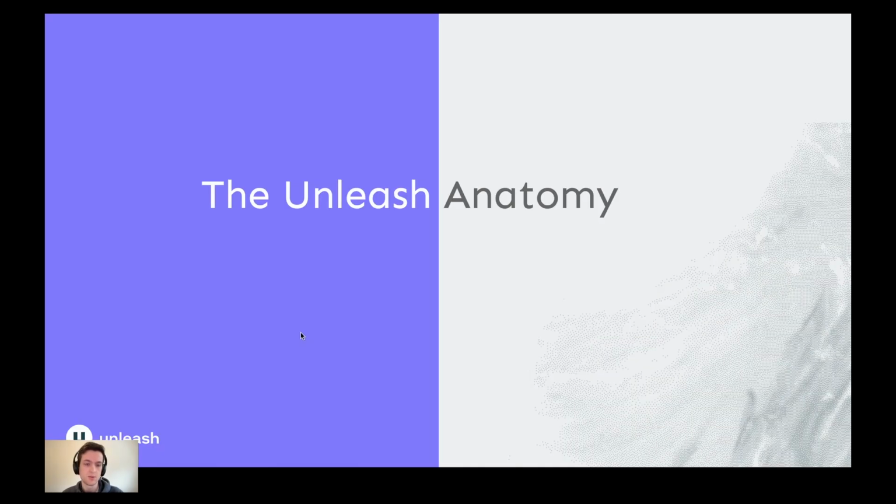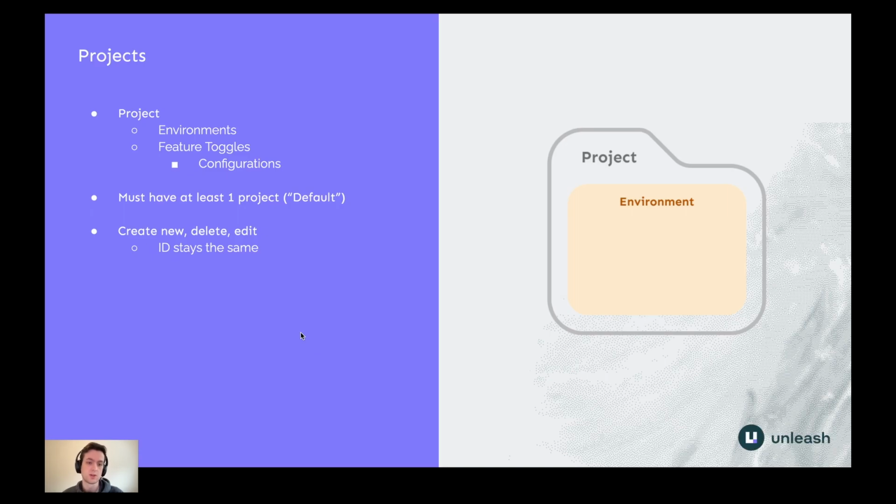The Unleash anatomy. So I'm briefly going to go through the Unleash anatomy, which is sort of how everything is set up, and then jump into the demo. So the base level, you have projects. Within projects, you'll be able to see environments, and projects hold feature toggles. There has to be at least one project in your Unleash instance, but typically that's the default one.